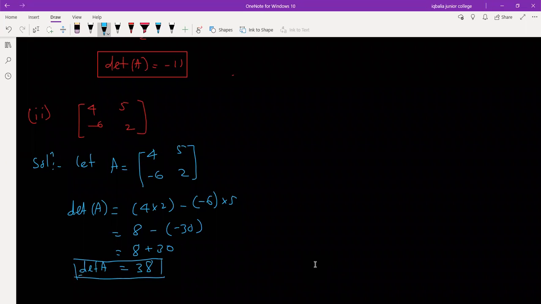Okay. Now, how many of you have got the answer 38? One, two, three. Who is Galaxy J2? Girls, please leave your response in the chat box.